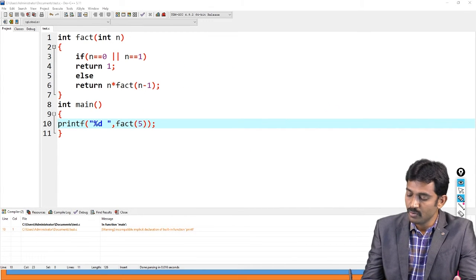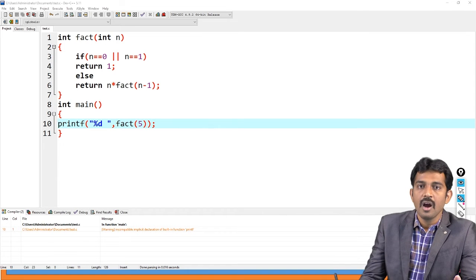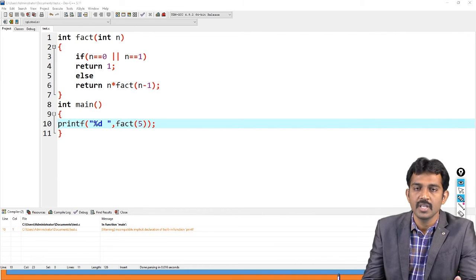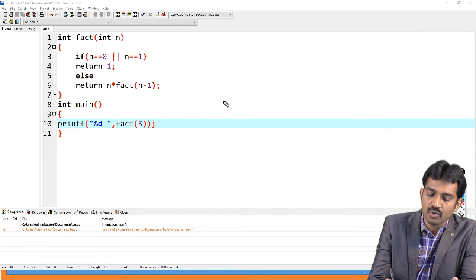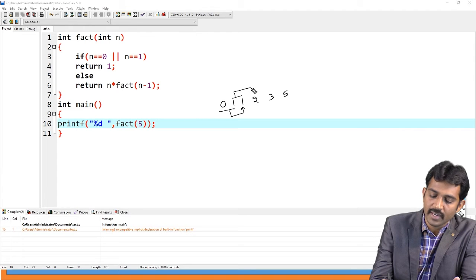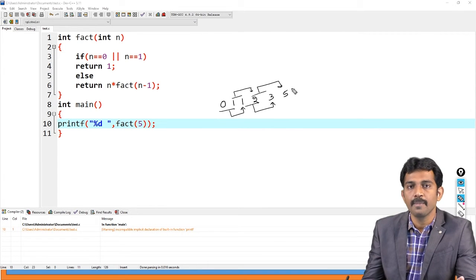Next, we'll see how the Fibonacci will work. Let us see what a Fibonacci series is. The Fibonacci series starts with 0 and 1 initially. The next digit comes from the addition of these two. The next digit comes from the addition of these two, and so on: addition of these two gives this one, addition of these two gives this one, right?